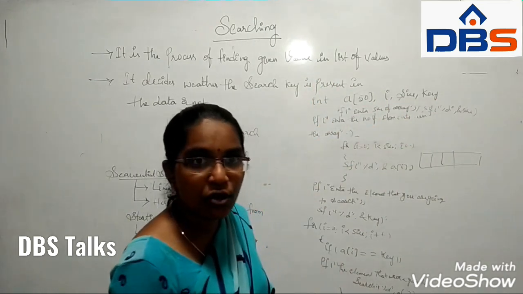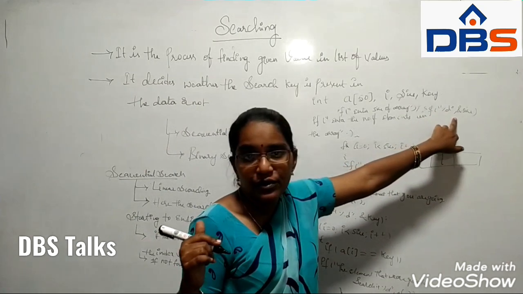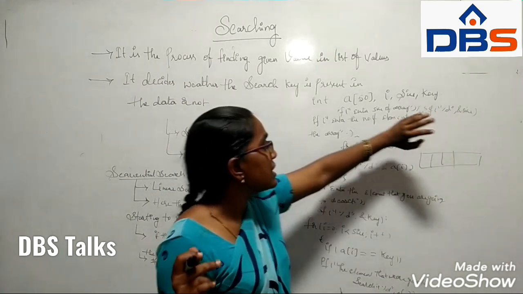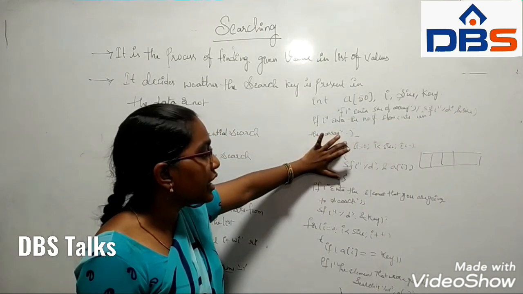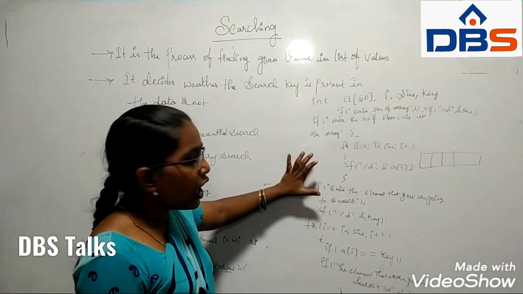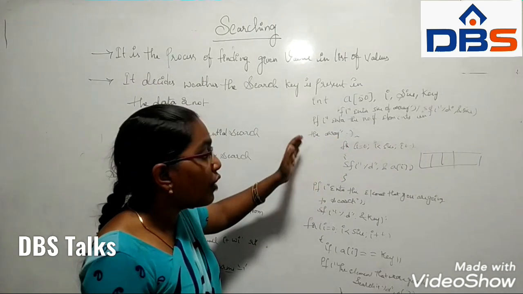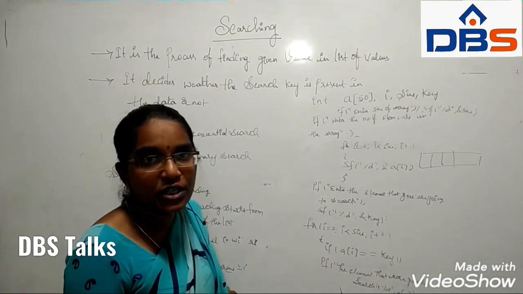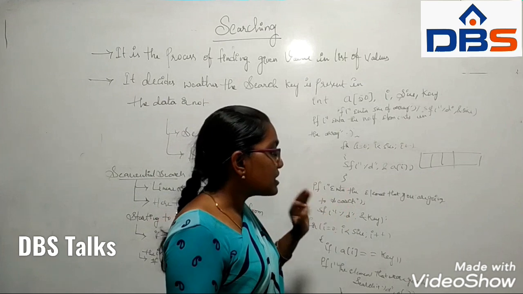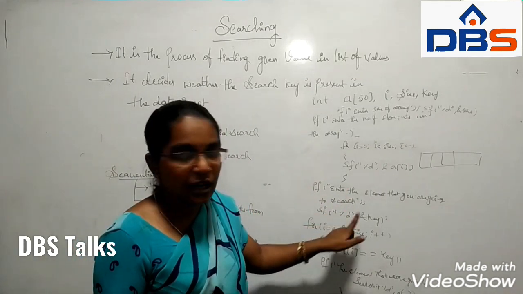First of all, that is the important thing: we have to find out the size of an array. Next you have to write the scanf statement, scanf, ampersand size. Next printf, enter the number of elements in the array. Next you need to write the loop and enter the number of elements in the array. After entering the elements in the array, in those elements you have to perform the search now. For that we have to ask, enter the element that we are going to search. For that we have written the scanf statement.